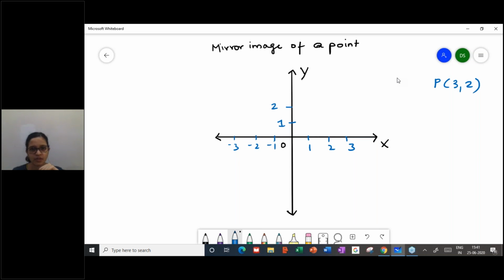Okay. So this is a simple concept. So they might ask you, okay, so P(3, 2). Aditya says there was a question on rationalizing the denominator. It was easy. Okay, is my voice fine now? Okay, cool. So this is the point P (3, 2).